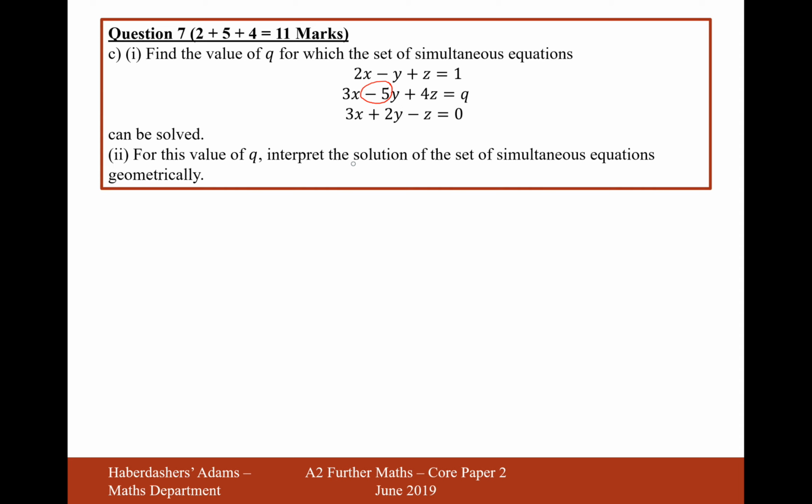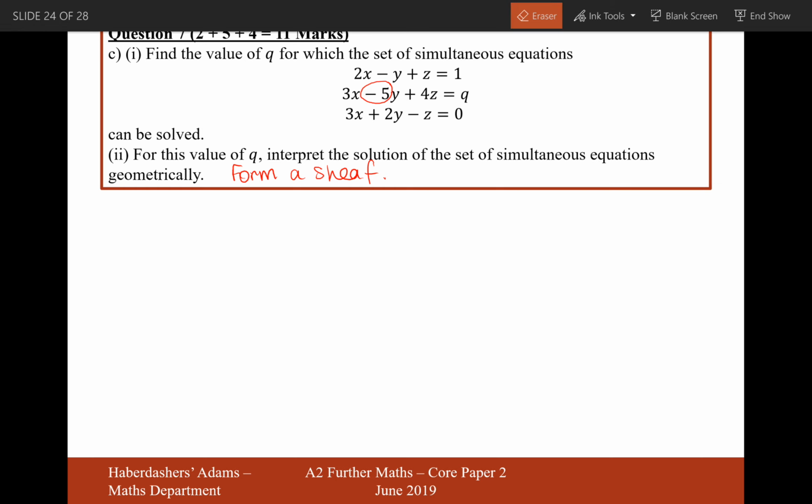So for this value of q, interpret the solution of the set of simultaneous equations. I know the answer to part I already. There are no parallel planes between these two planes here, and no identical planes, so this will form a sheaf. So I know the answer to part II already. I just now need to find a certain value for q for which it will form a sheaf. So let's just get rid of that circle there, that's a little bit in the way.